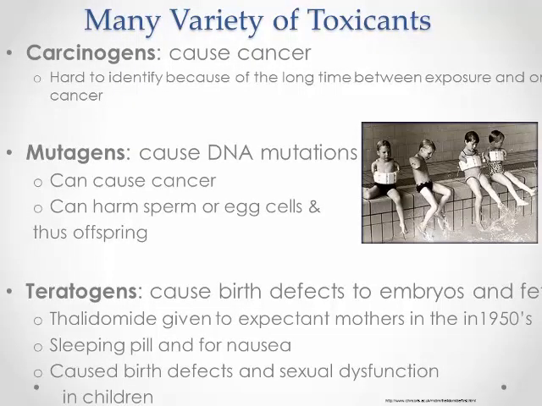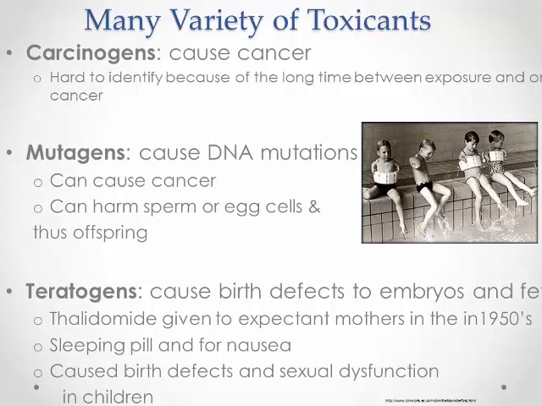There are several different types of toxicants. We will consider 7 in the next 3 slides. 1. Carcinogens are compounds that cause cancer. These can be hard to identify because of the long lag time between exposure and onset of cancer. 2. Mutagens are compounds that cause DNA mutations. These mutations can lead to cancer or they can harm sperm or egg cells and therefore offspring.